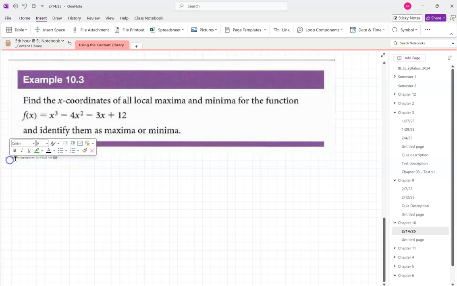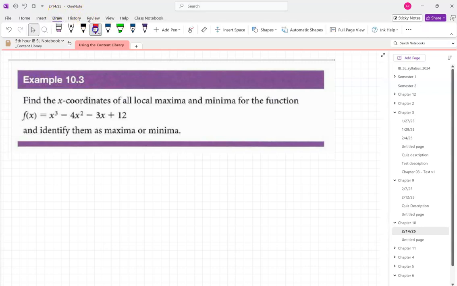So here it says to find the x coordinates of all the local maxima and minima for the function and identify them as maxima or minima. So here it doesn't need the coordinate pair, right? So all I need to do is find the x and identify what it is. I don't need to plug it back in. Does everybody see the difference in the direction there? Okay.